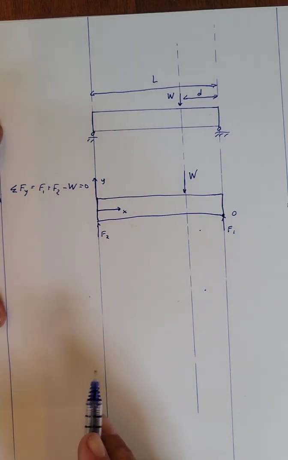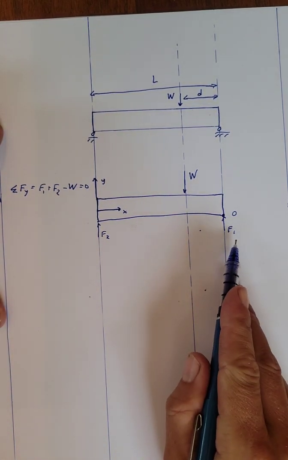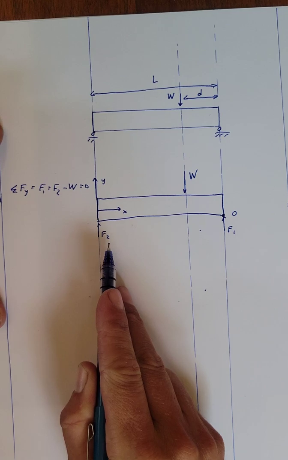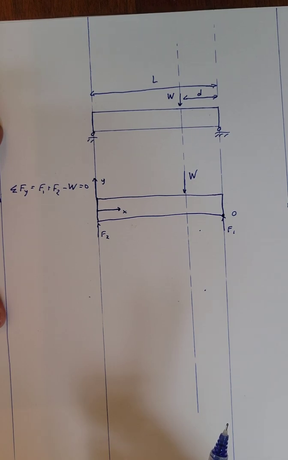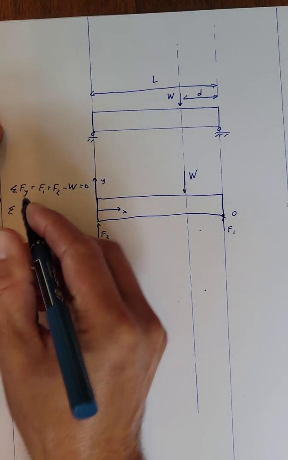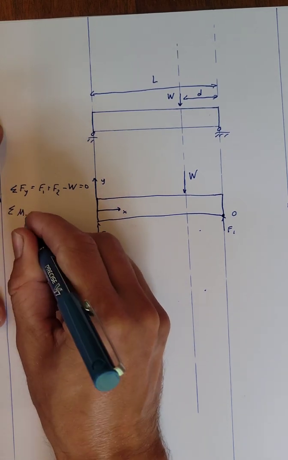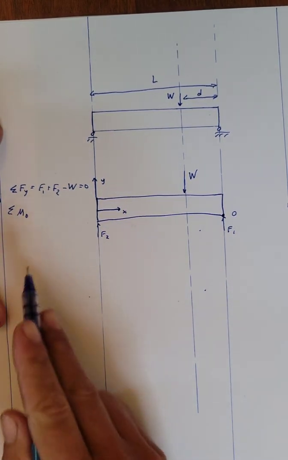Now, we have two unknowns in this system, right? We don't know what F1 is and we don't know what F2 is. So, from an algebra standpoint, we know that we need to have two equations in order to solve for these two unknowns. So the second equation that we're going to write here from the statics case is to calculate the sum of the moments about point O.